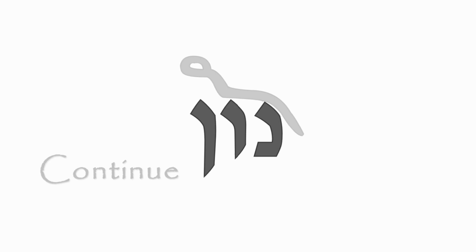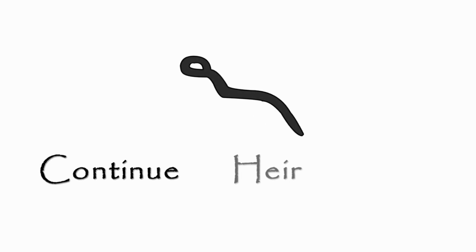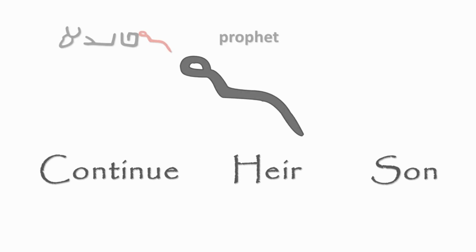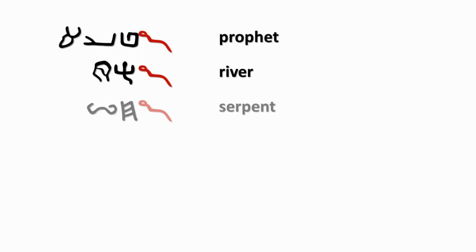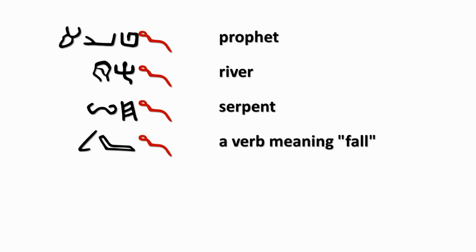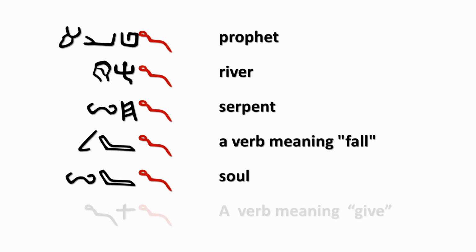The letter Nun has the meanings of continue, heir, and son. And this letter has an N sound. Some words that begin with this letter are Navi, prophet, Nahar, river, Nachash, serpent, Nafal, a verb meaning fall, Nefesh, soul, Natan, a verb meaning give.